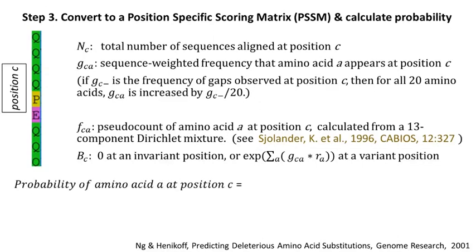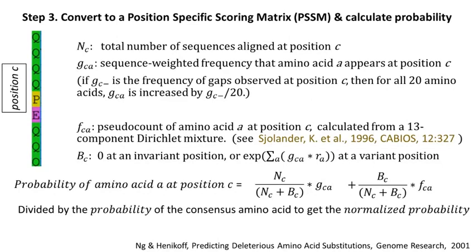So, the probability of seeing amino acid A at position C in nature is defined as the weighted average of the observed amino acid frequencies in this alignment and the estimated unobserved frequencies. This is then divided by the probability of the consensus amino acid at the position C to get the normalized probability of seeing an amino acid in nature at this position.